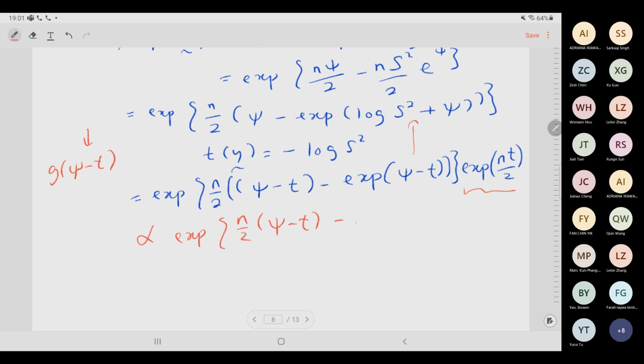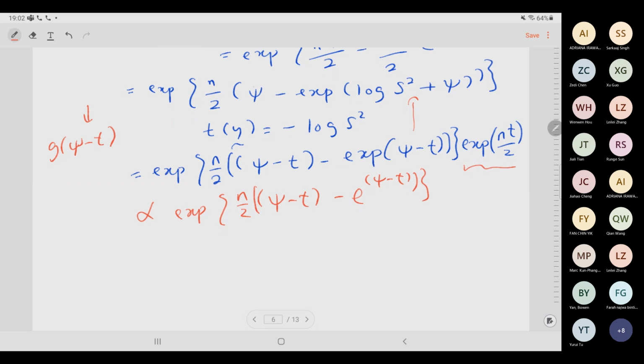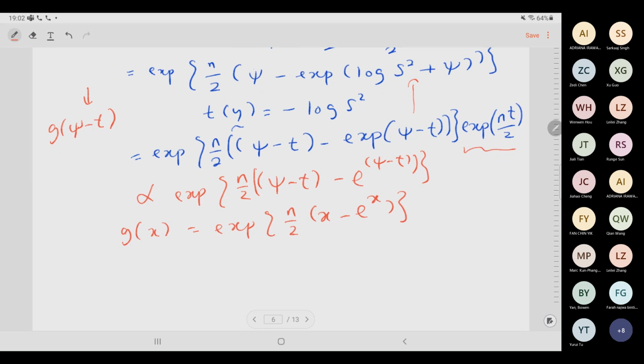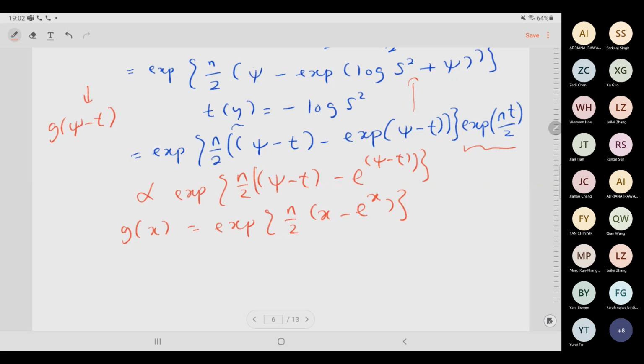Okay, and you have exponential gamma minus t here. Okay, bracket. So that's why you actually get a function. You can see here it's a function in eta minus t. And if you were to write it as a function of x, then it will be an exponential n minus 2, which is x minus exponential x.